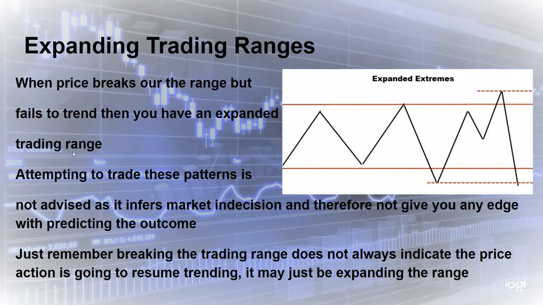So when a price breaks out of the range but fails to trend, then you have an expanded trading range. So basically just here was the range and it is now expanded to here and here. Attempting to trade this pattern is actually not advised, as it infers market indecision and therefore doesn't give you any edge when it comes to predicting the outcome. So if you're range trading it and you were buying here or selling here, you don't really know if the move is going to continue up or continue down.